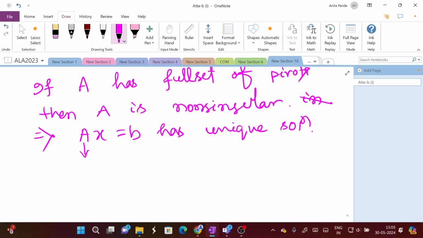That means we will verify for what value the system of equations has a full set of pivots. If it has a full set of pivots, it is non-singular. If it has a missing pivot, then it is singular. So echelon form is the best form in this case.